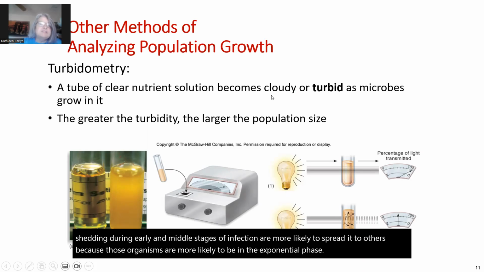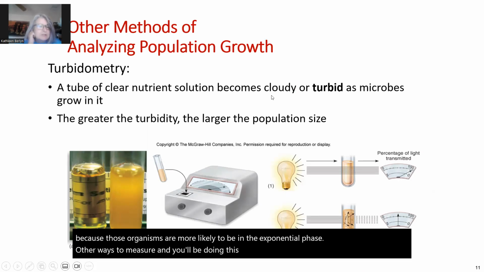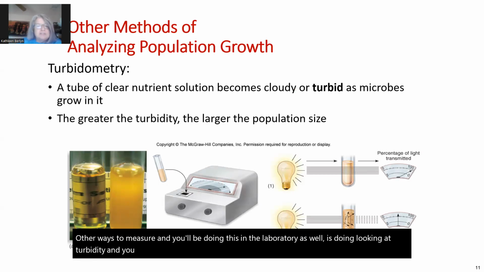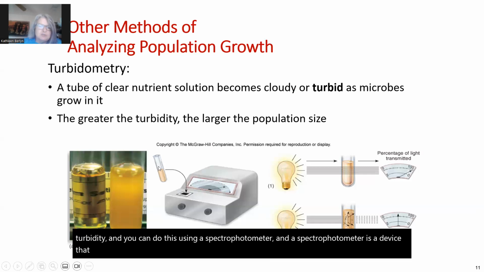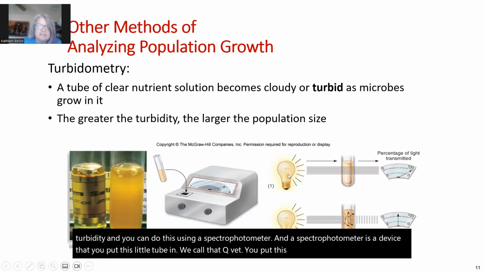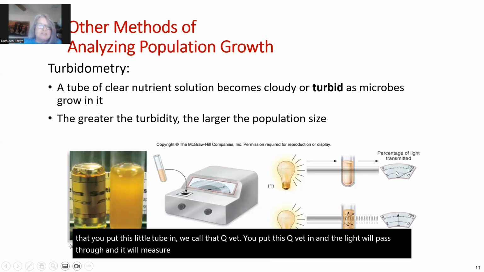Other ways to measure, and you'll be doing this in the laboratory as well, is looking at turbidity. And you can do this using a spectrophotometer. And a spectrophotometer is a device that you put this little tube in. We call that a cuvette. You put this cuvette in, and light will pass through, and it will measure how much light transmits through the tube.